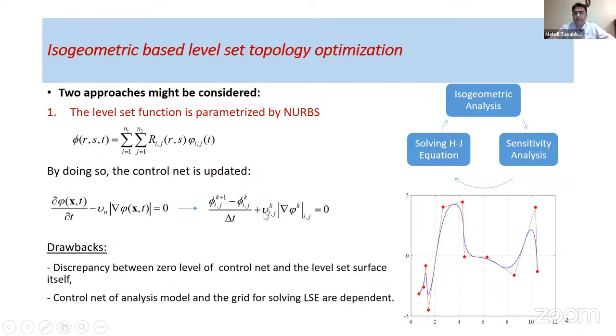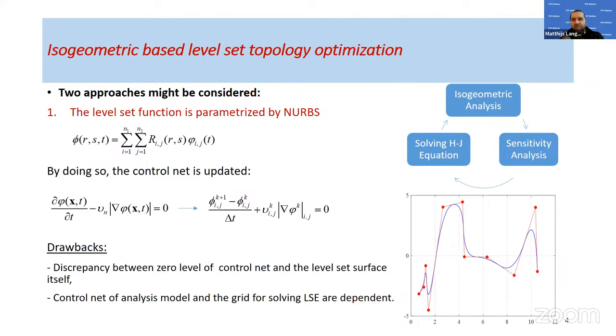Because in the Hamilton-Jacobi equation or the level set equation, we need to update the boundaries of the structure. So the boundaries of the structure are not the zero level of the control net, because the control net is different from the function itself. For example, in this curve, the zero level are points. For example, we have a blue point here, but the zero level of the control net is here and here. So this discrepancy between these two is actually the problem in solving the level set equation, because the level set equation needs to update the boundary of the structure, not the boundary of the structure which is defined by the control net.